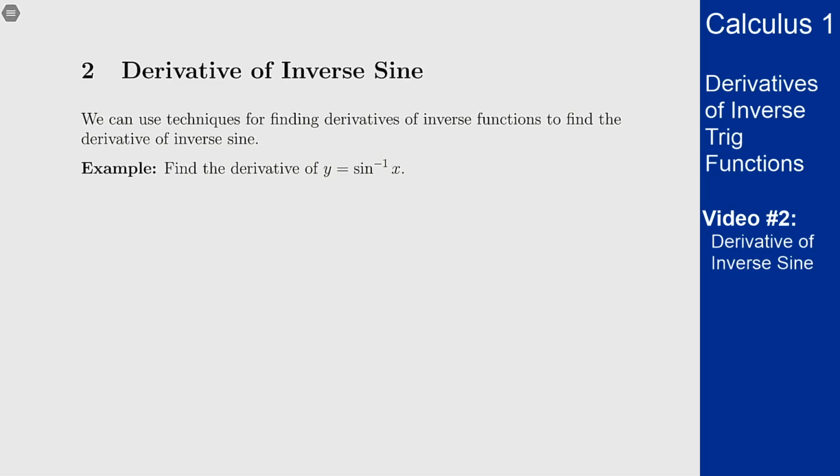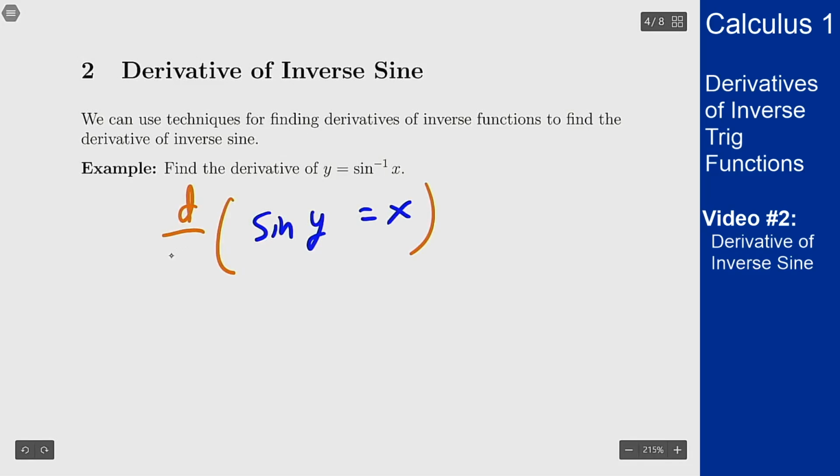So I'm going to find the derivative of y equals inverse sine of x. Well, how can I do this? I don't know how to differentiate inverse sine, but I can differentiate sine. So let's convert this to a formula involving sine. So I get sine of y equals x. And then I can use implicit differentiation to find the derivative here.